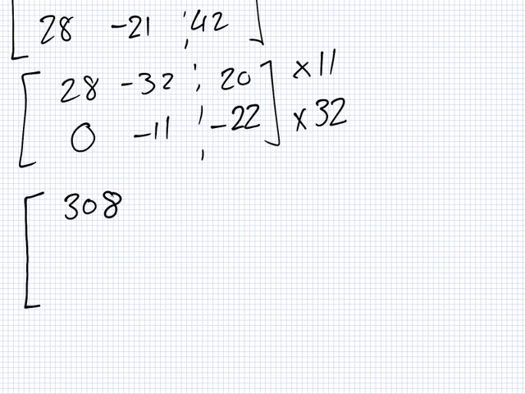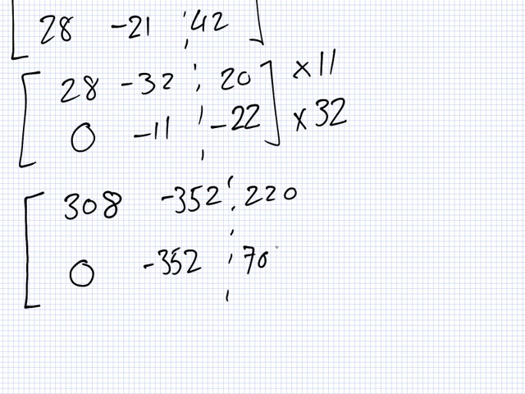308. And then the next one with a minus, and then 220. 0 minus 352, and then the last one 704. Okay. And now what I'll do is I'll do row 1 minus row 2, and I'll put the answer this time on 1.